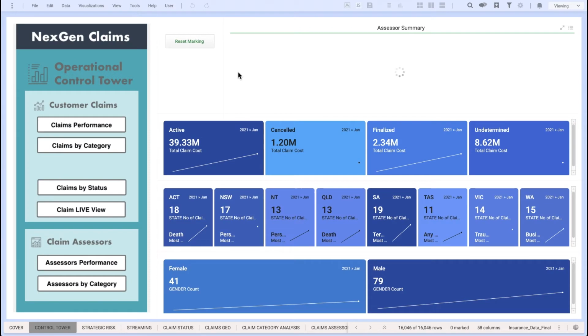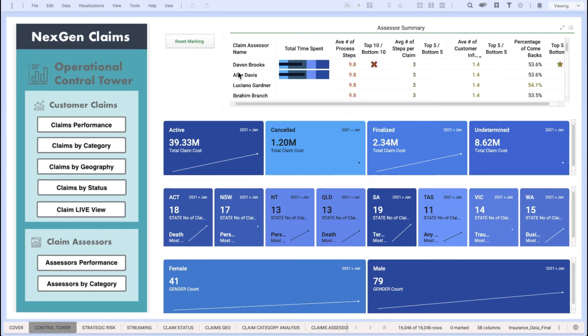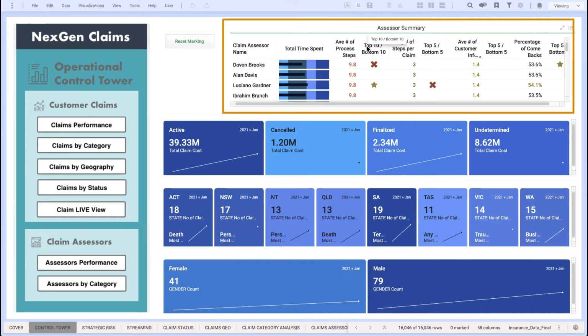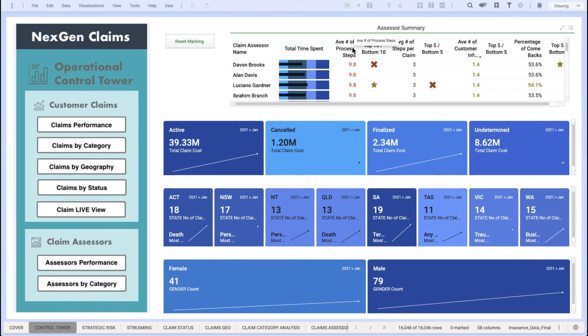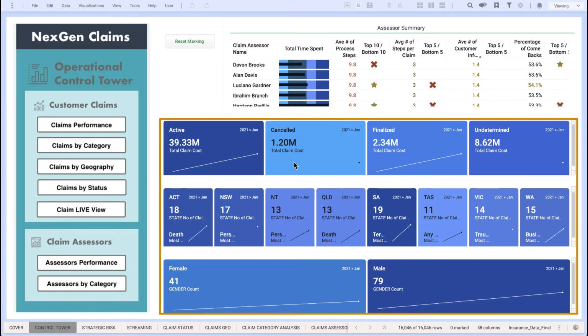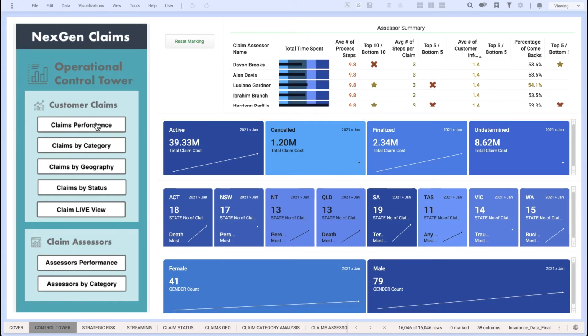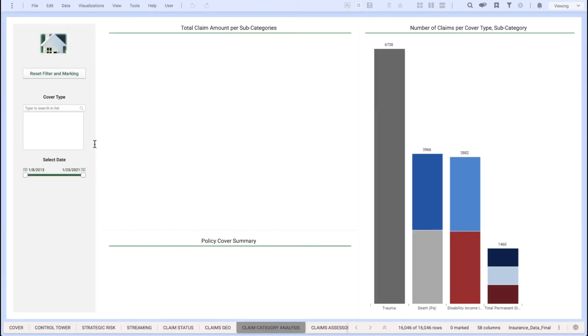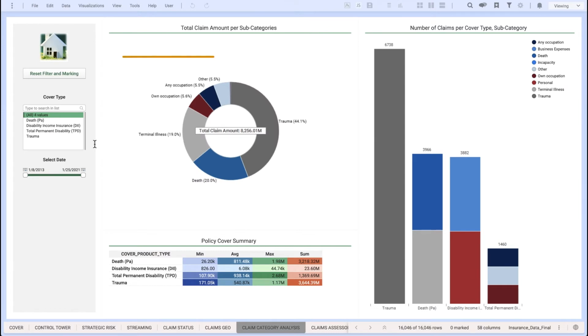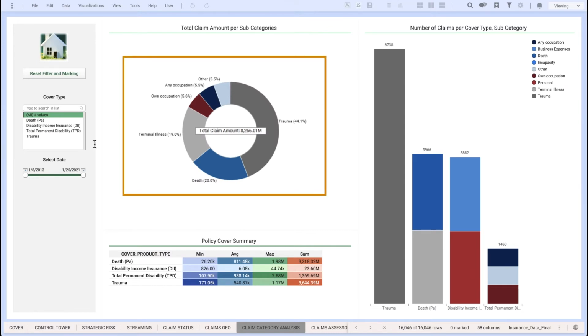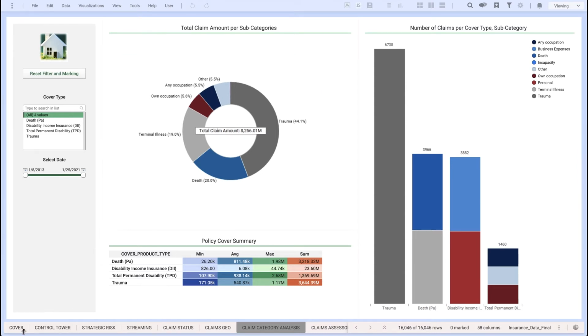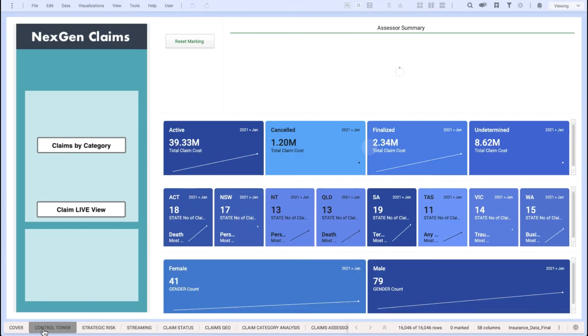So I can start, for example, at the control tower for the operational team, and see information about my assessors here at the top, for example, the number of steps that they do on average, whether they're in the top 10 and so on. I've got overviews of the claims by status, by state, by gender, and I can quickly jump to other areas. So for example, I could look at them by category and see what type of claims are going on here, for example, death, trauma, terminal illness, and so on. I can always go back to the control tower and go to other areas.